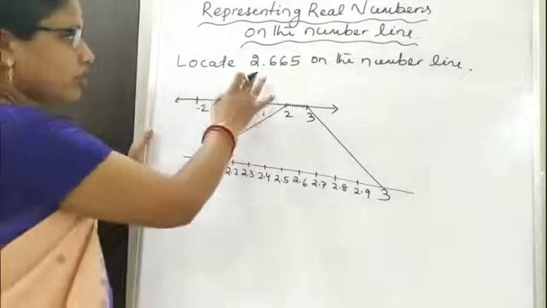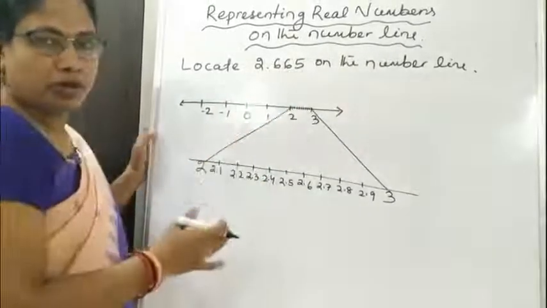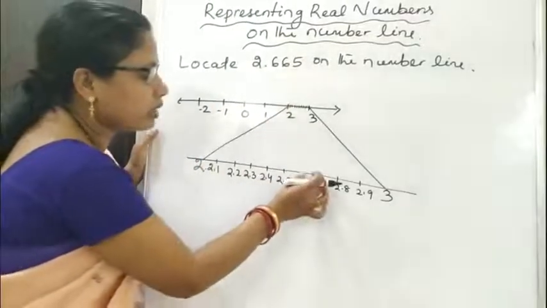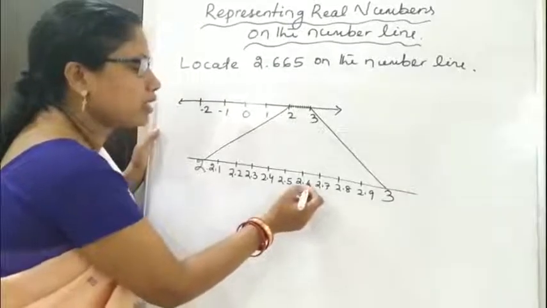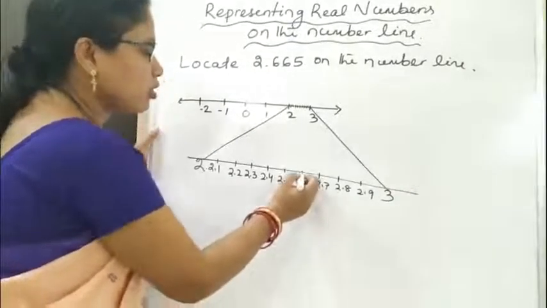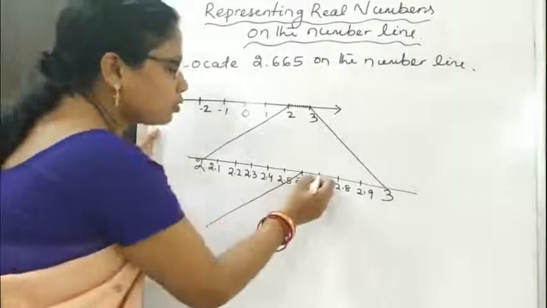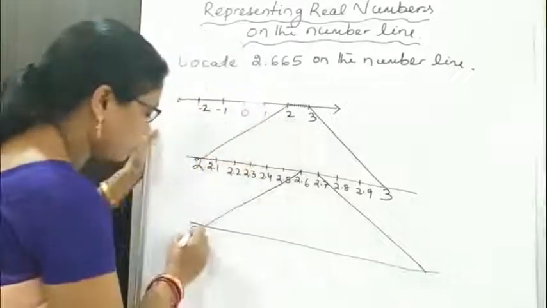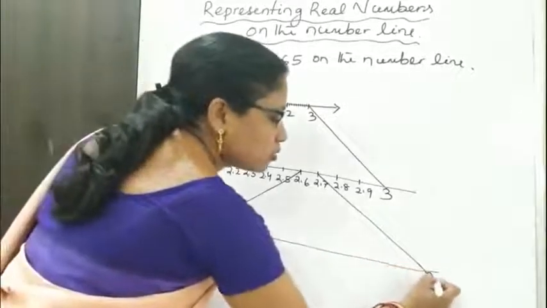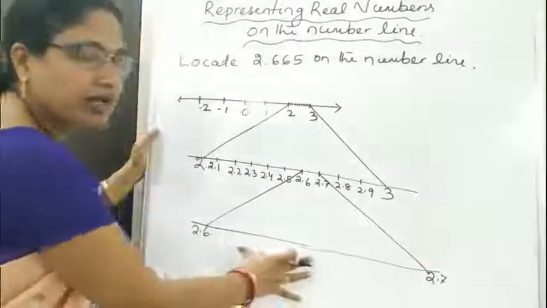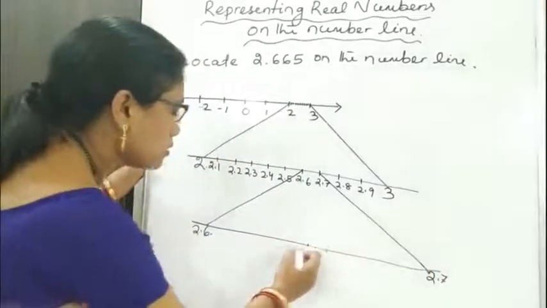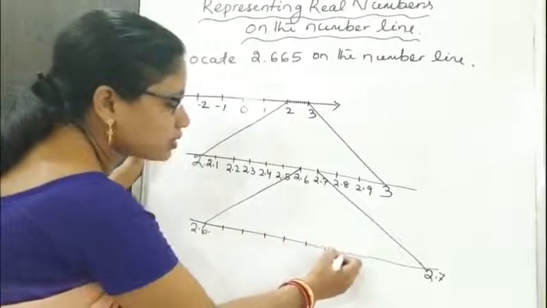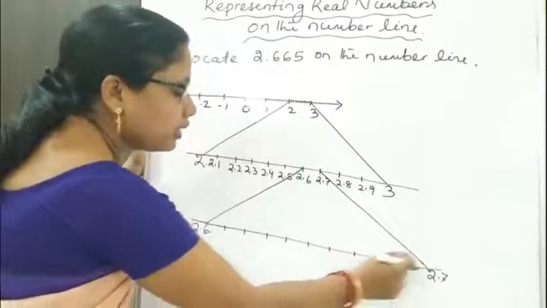So again, 2.665 will lie between 2.6 and 2.7. Again we have to magnify this portion, 2.6 and 2.7, like this. So this is 2.6 and this is 2.7. Again we have to divide this portion into 10 parts. So this is 1, 2, 3, 4, 5, 6, 7, 8, 9 and 10.